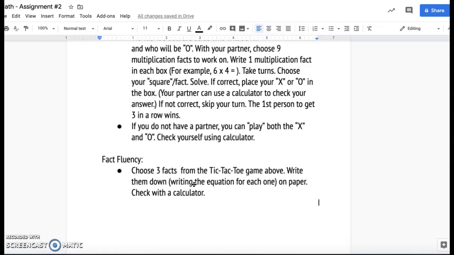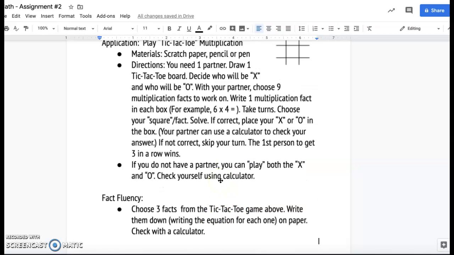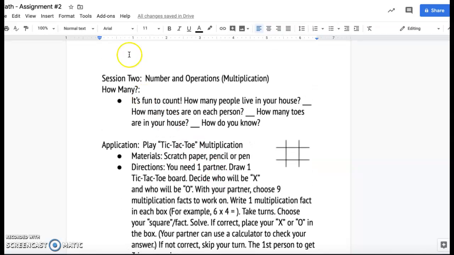But remember, with multiplication, you can solve with repeated addition. You can do arrays. You can do an area model. You have lots of different options to do instead of using a calculator. So if you need help, give me a call or message me on Schoology.